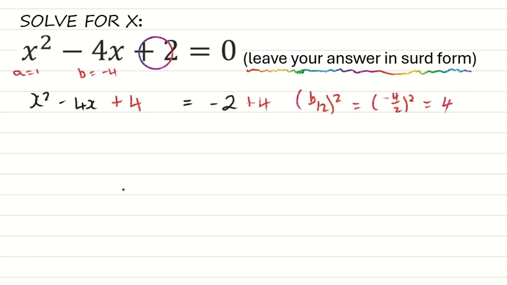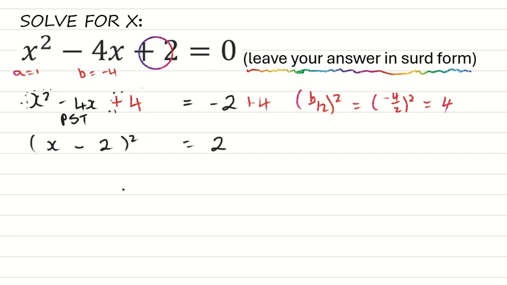Now we are going to simplify. What I have on the left is the perfect square trinomial that I wanted, right? So I'm going to open up my brackets, put my square there. The square root of x squared is x. The sign comes from the middle term, which is negative, and the square root of 4 is 2. So the left-hand side is now factorized. Then on the right-hand side, we have minus 2 plus 4, which is 2.